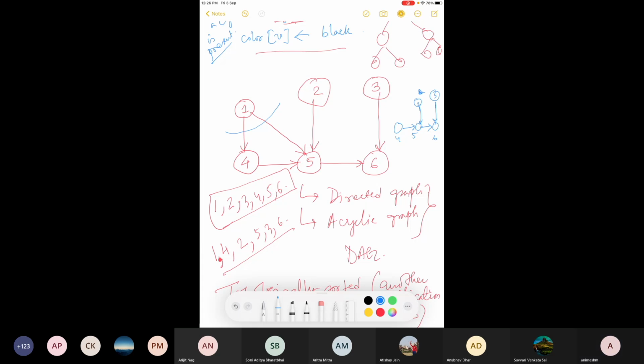Then, how many nodes are there with in-degree 0? 3 nodes, right? Yes, sir. 4, 2, 3. Remove any one. So your order becomes 1, 2. Now remove this one, 3. Remove this one, 4. Remove this one, 5 and then 6. So this is a greedy approach to achieve the same thing.